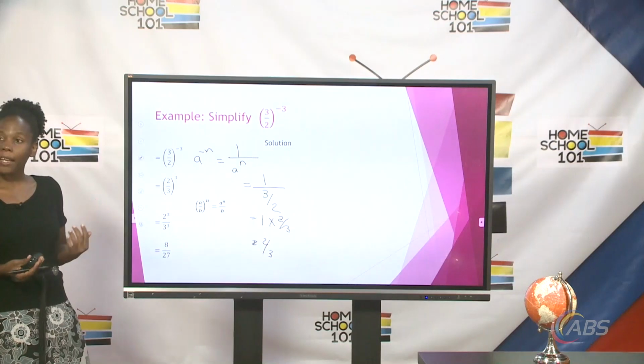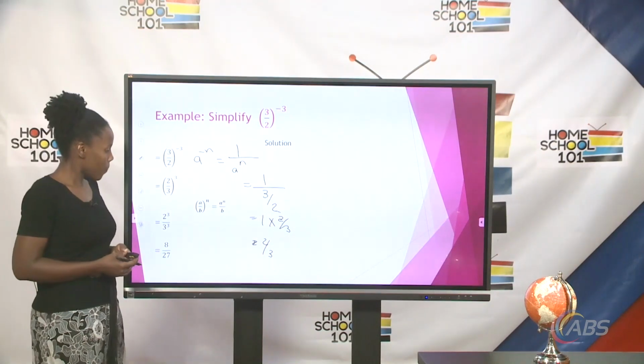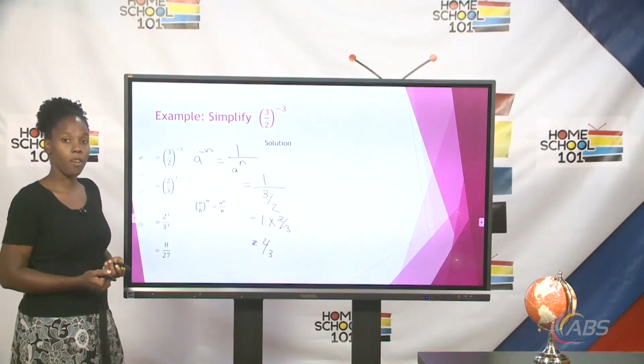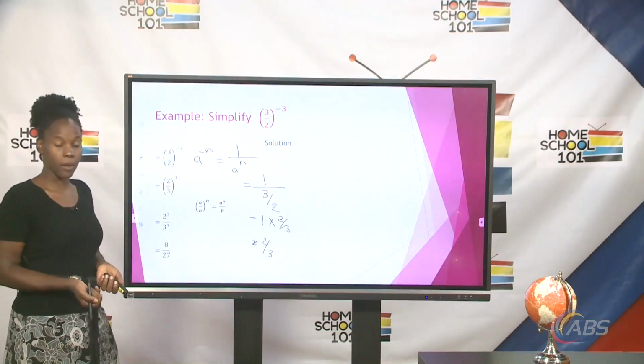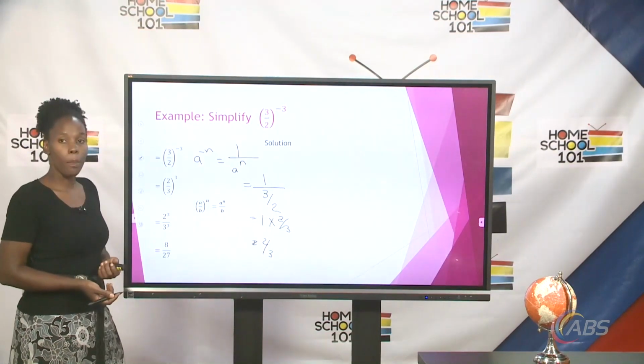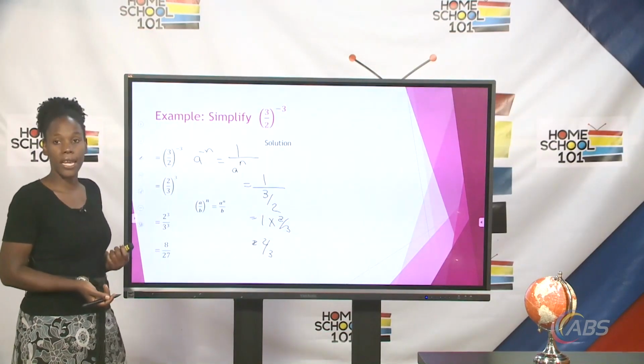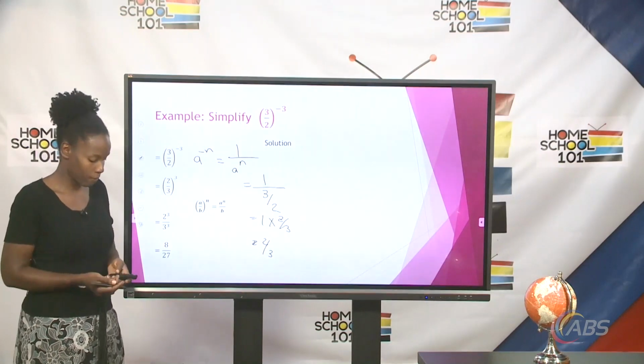So I would then apply the rule that states that I raise the terms in the numerator and the denominator individually to the power that is outside. So it becomes 2 to the power 3 divided by 3 to the power 3, which gives us 8 over 27.